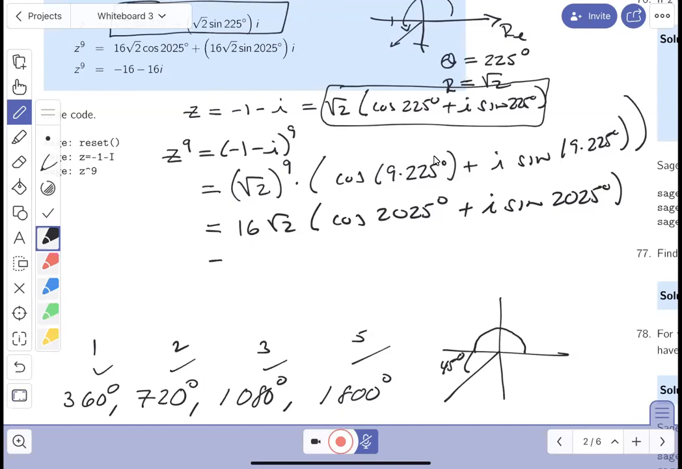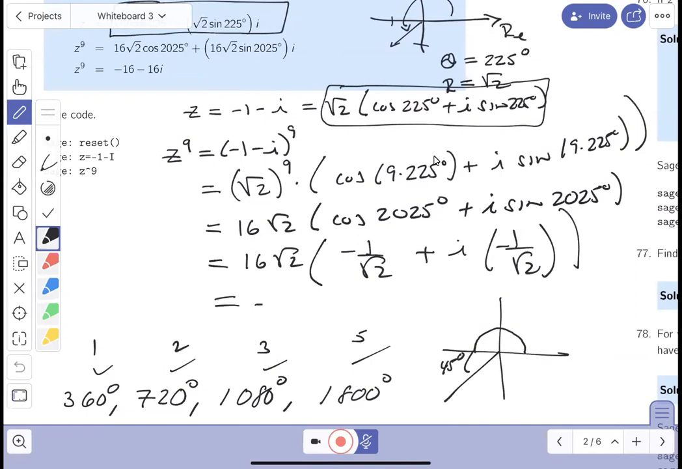I think I'm ready. 16 root 2. What's the cosine of that? -1 over root 2. What's the sine of that? -1 over root 2. I need to multiply that out, by the way. And what would you get? -16 and -16i.